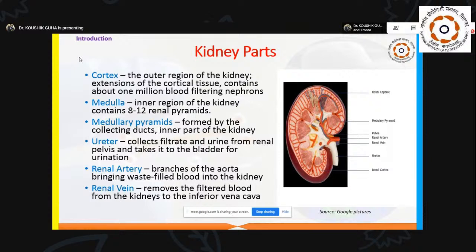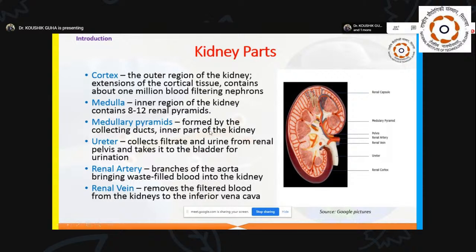Now there are kidney parts also. You can see the structure of the kidney parts. First is called the cortex. The cortex is the outer region of the kidney. Then the medulla is the inner region of the kidney. It contains 8 to 12 renal pyramids, so it is a medullary pyramid type of thing.